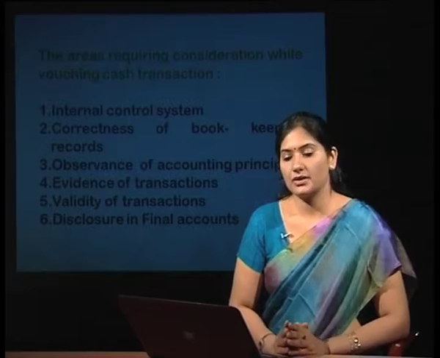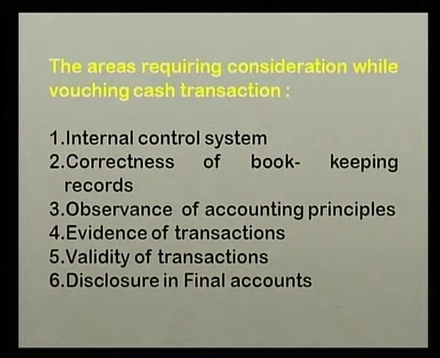Now, the areas which require consideration while vouching cash transactions. The first and foremost is the internal control system. Second is the correctness of bookkeeping records. The third one being observance of accounting principles. The fourth is the evidence of transactions. Fifth being the validity of the transactions, and sixth being the disclosure in the final accounts.